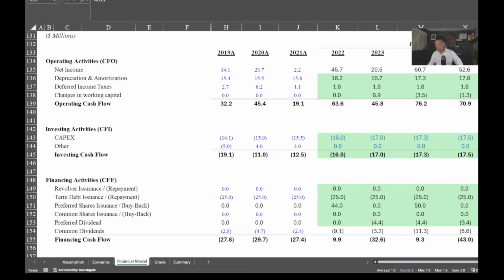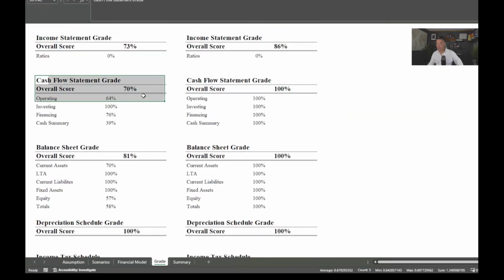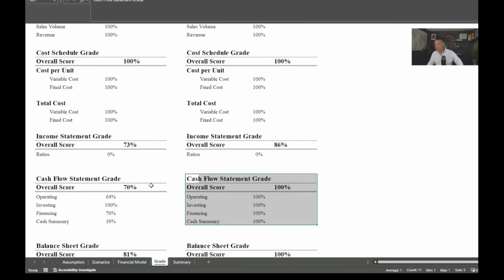Okay, so let's go back to our grade just to make sure we did it correctly. Cash flow statement, the numbers are 70% correct. However, we did it correctly. We did the right functions, the equations, and we inputted the correct numbers in. So we're done with the cash flow statement. All we have left is the income statement.